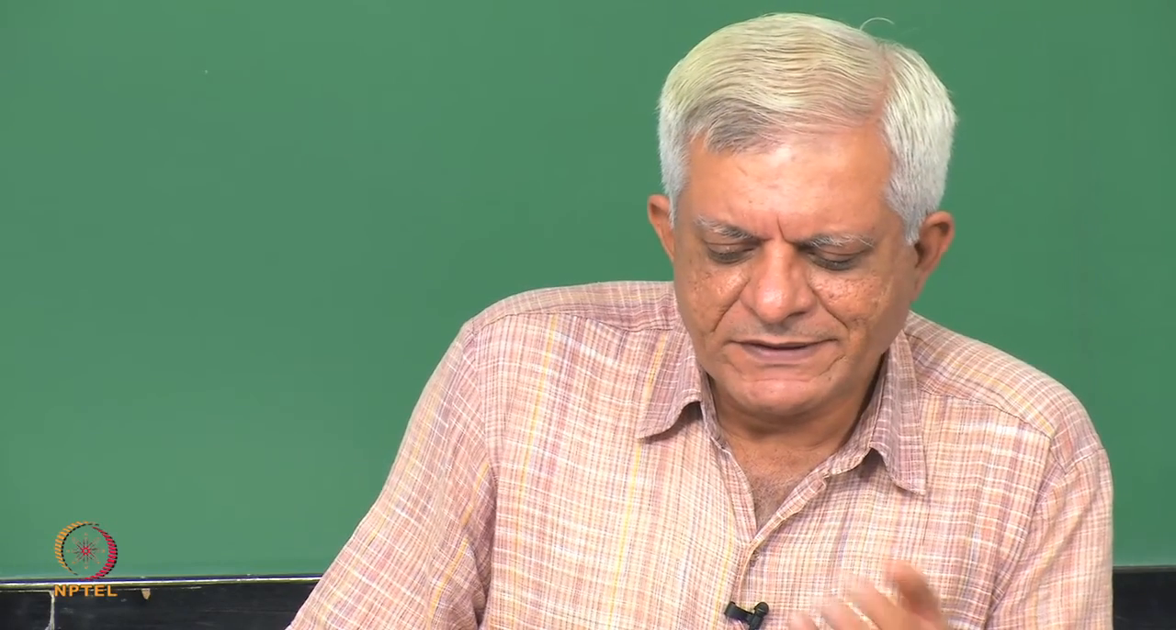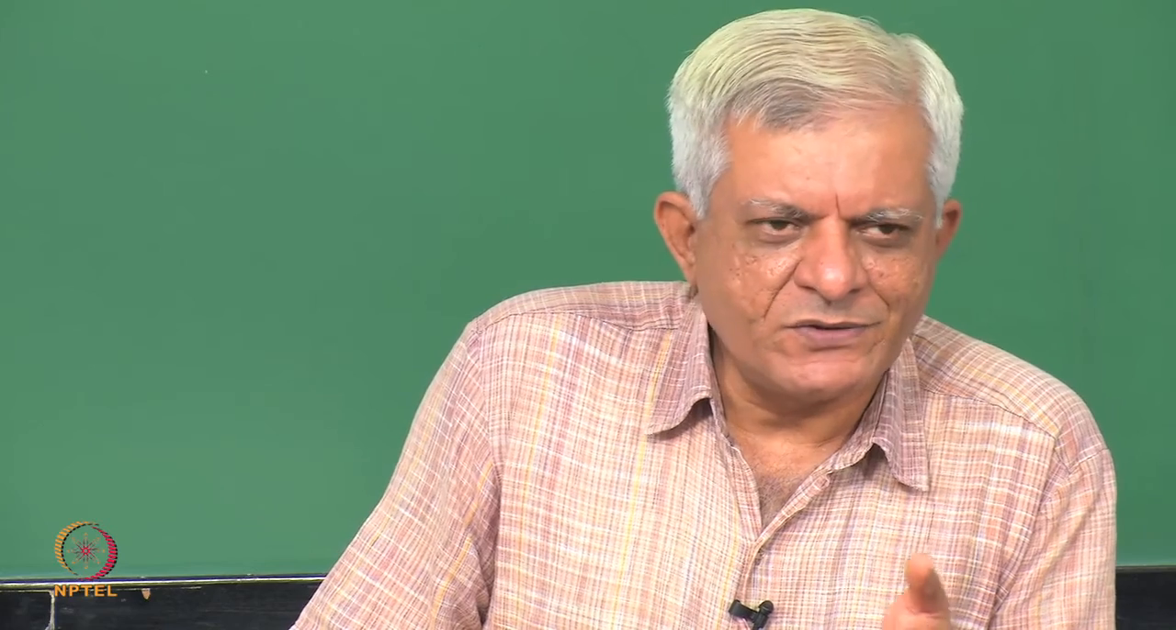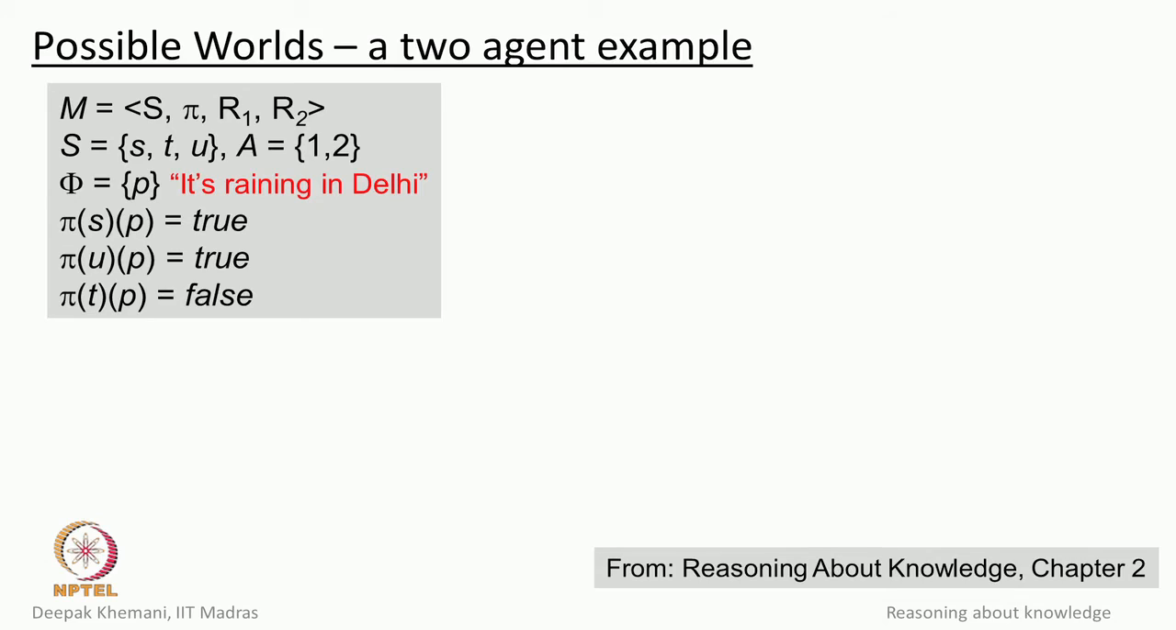There is only one statement that we are interested in at this moment, which is whether it is raining. It so happens, as described here, that it is true for states U and S, the statement P is true, and for state T the statement P is false. So, now what are the relations R1 and R2?